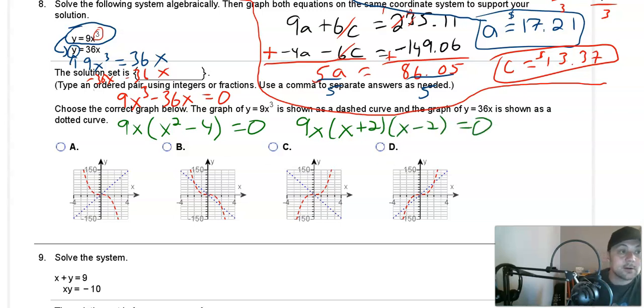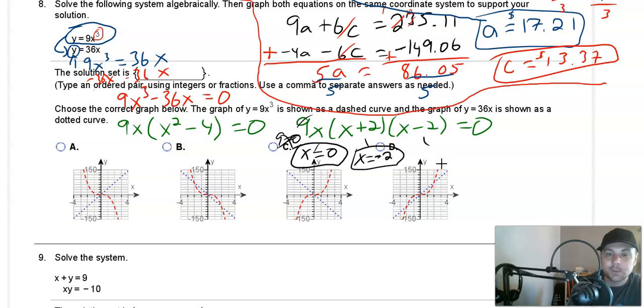And then to get our solutions, we set each factor equal to 0. The 9 can be ignored because 9 as a factor doesn't give me a solution, right? If you set 9 equal to 0, there's no solution to that. But you set x equal to 0, so you get x is equal to 0. Here you set this equal to 0 and solve. You'll get x equals -2. That's a way I can save a little bit of time, is just skipping to the result there, because you should know how to get there. And then setting that equal to 0, solving for x, you get x is equal to 2.